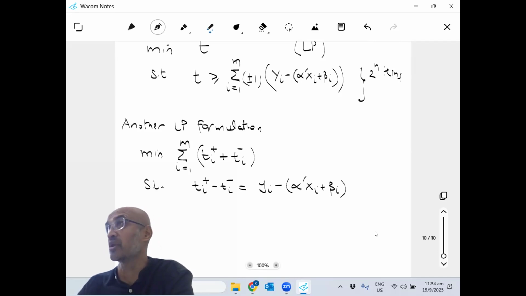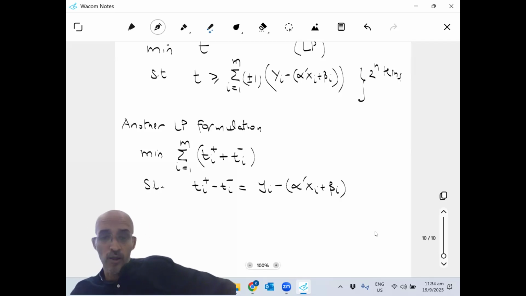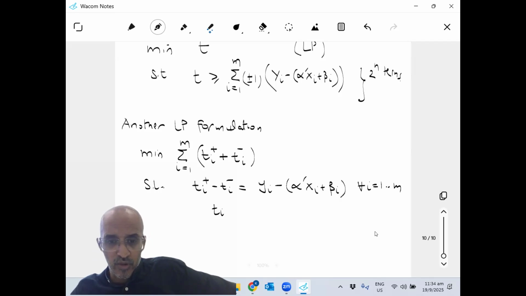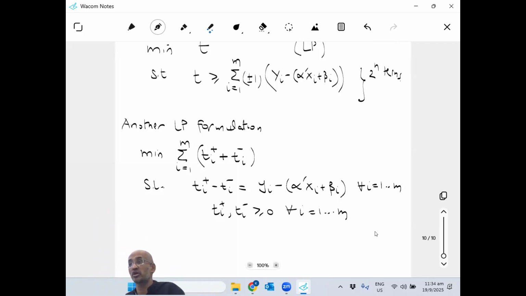Again, remember X is not a variable in this problem. Alpha and beta are variables; X and Y are given. So if you think these are nonlinear functions, they're not. They're linear functions in alpha and beta. Ti plus and Ti minus are non-negative for every i. So this is a different LP formulation for the same problem.